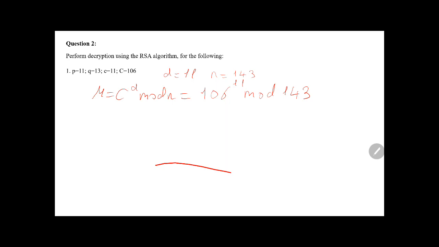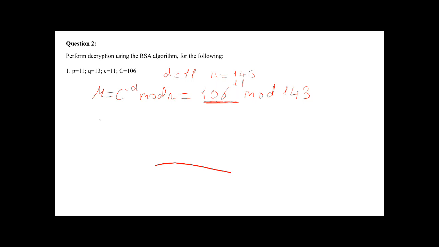So there is a small trick here. If you try to write this on your calculator, you will not be able to solve it, as the values are huge. 106 to the power 11 is huge. So what we can do here is we can split the modulus. How do we do this? We split this part, 106 power 11. We can split it into 3, for example. It can be split into other forms.